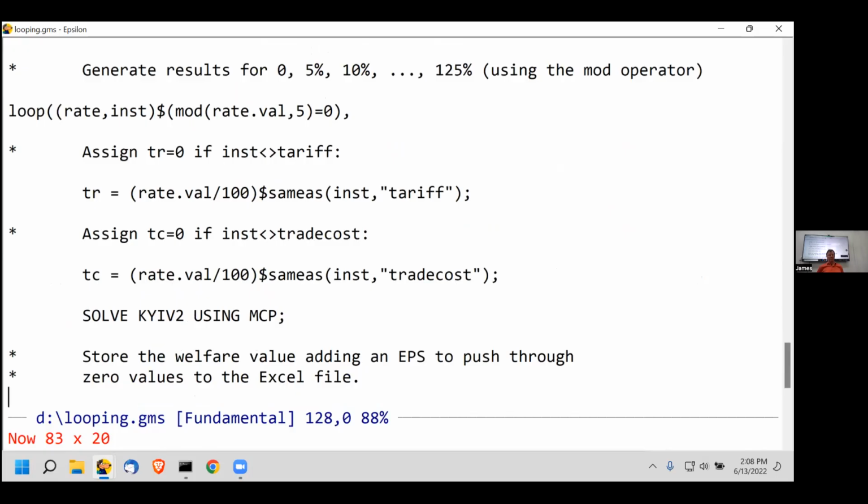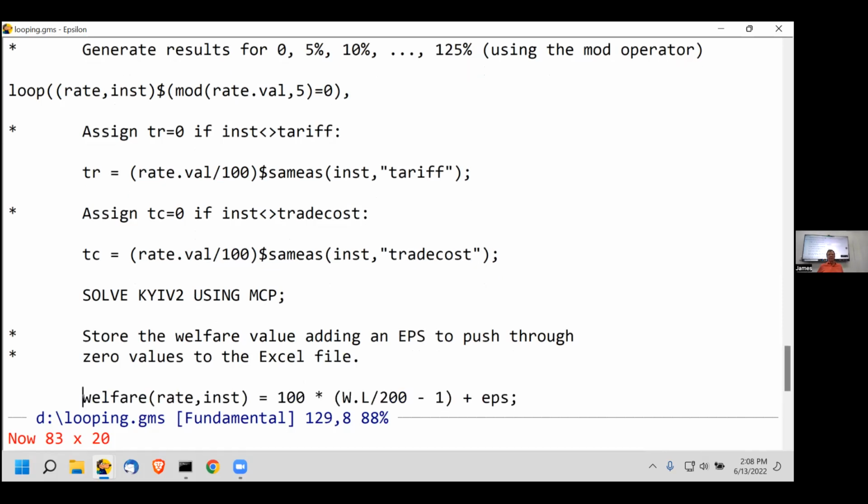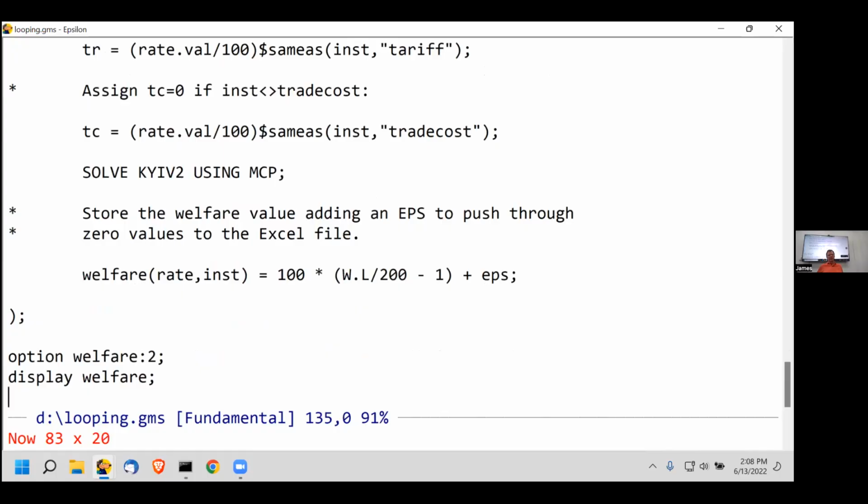Then I assign TR, and here's where Jim made a mention: I do the conditional on the right-hand side. That means that if it's not tariff, then I set TR equal to 0. If it's tariff, I set TR equal to rate divided by 100. I solve the model, and then I save the welfare that way.